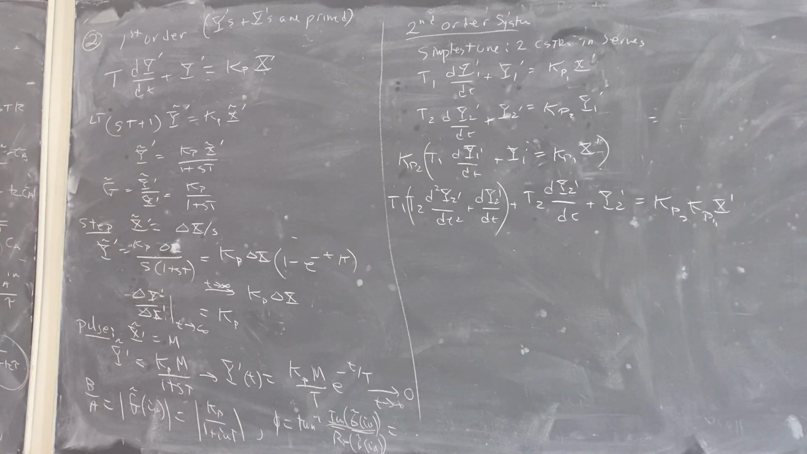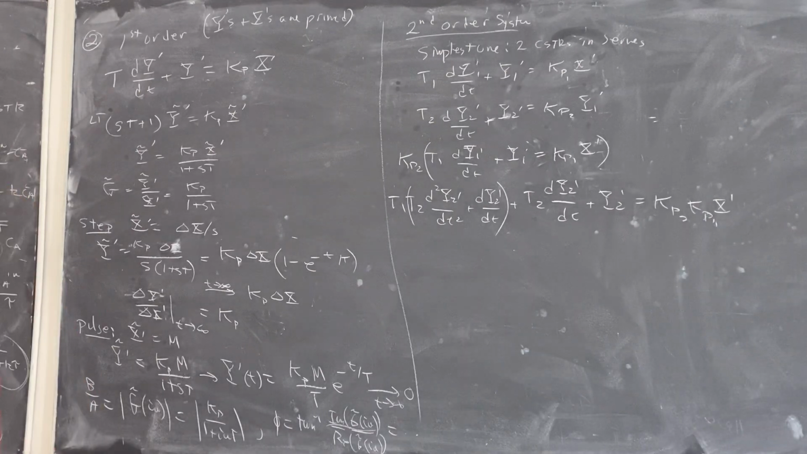You have to pull your mouse down. Why is there an x on the right-hand side of the top equation and a y on the right-hand side of the other? I thought we went through that. When we have two CSTRs in series, what's entering the first reactor is x, and what enters the second reactor is what comes out of the first reactor. So what comes out of the first reactor is y1.